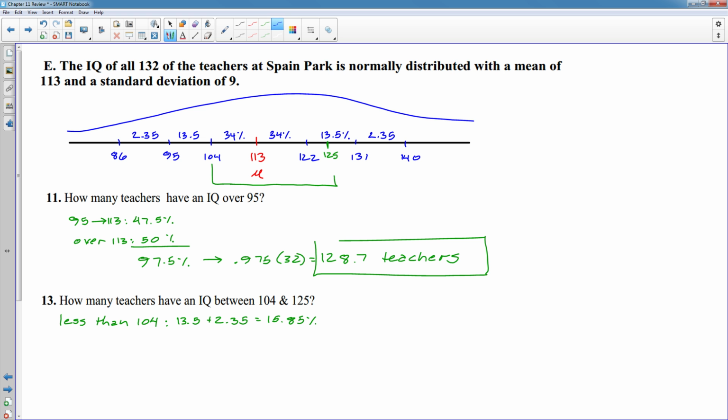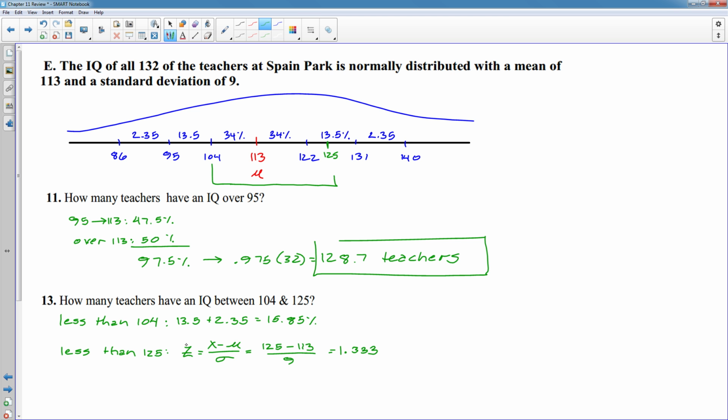125 is a little bit more of a problem because I need to find out what's the percent of teachers who have less than a 125 IQ. And this is one where you're going to need to find your z-score. If the number you're looking for is not one of your nice standard deviation intervals, then you need to find the z-score. And your z-score is x minus mu divided by standard deviation. The x that I'm looking for is 125 minus the mean, which is 113, and my standard deviation is 9. And I will get a z-score of, let's see, 125 minus 113 divided by 9. I get a z-score of 1.333.